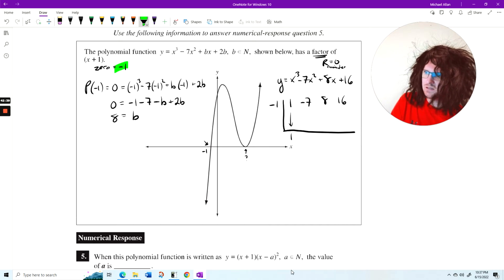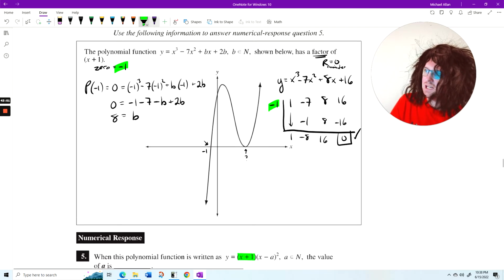All right, my 0, both negative 7 here, I'm going to add. So I'm going to multiply, add, multiply, add, multiply, add. So do get 0, so that's good. So it is a factor. So that's this one, so that checks off here. We're just trying to find the other two now.